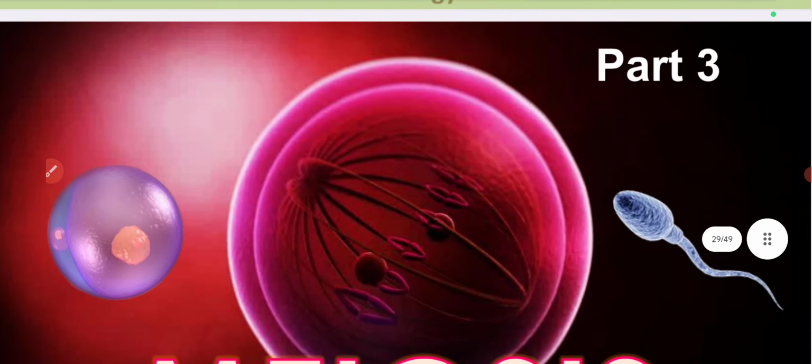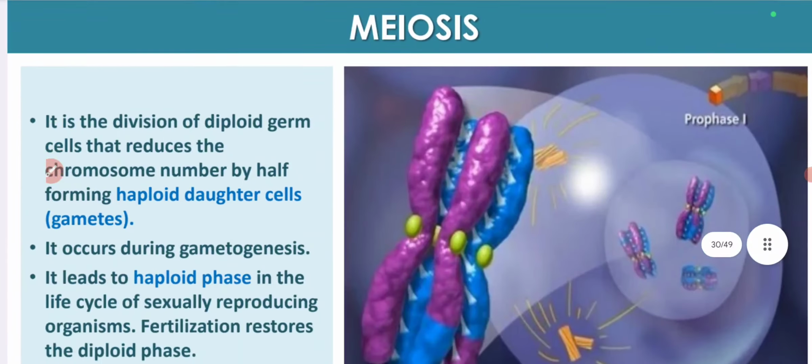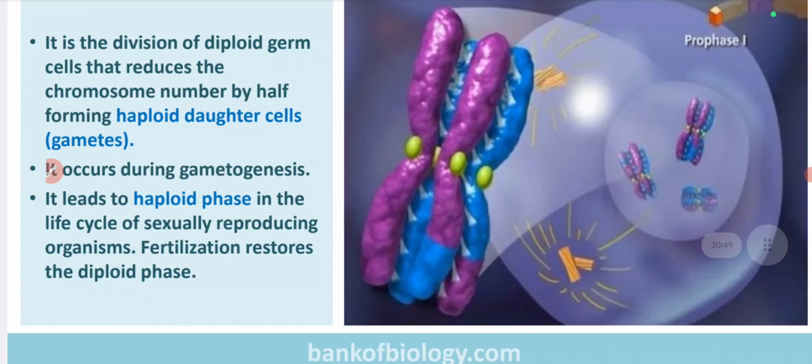Next is your meiosis. Meiosis is the division of diploid germ cells that reduces the chromosome number by half, forming haploid daughter cells or gametes. So simply, meiosis ensures the production of haploid phases in the life cycle of sexually reproducing organisms, whereas fertilization restores the diploid phase. It occurs during gametogenesis. Okay.